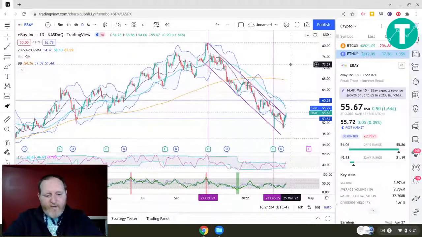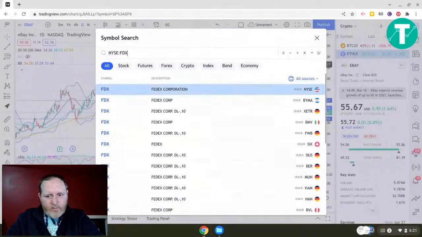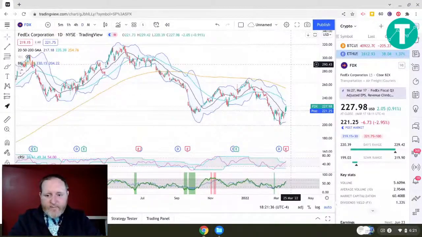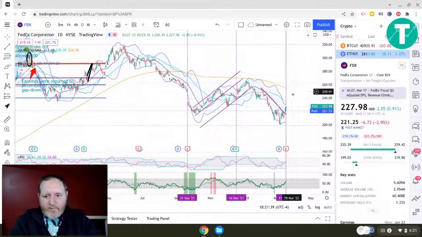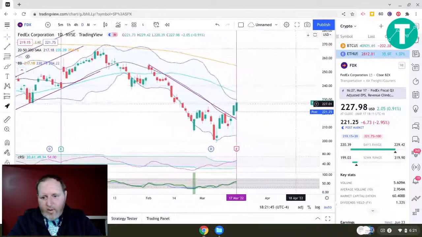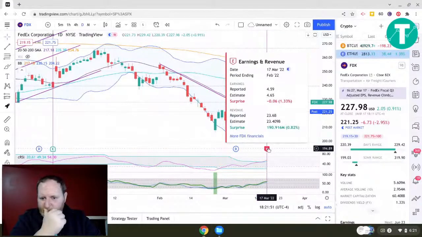FedEx had its earnings today, and just like I predicted, cost caught up with it. Labor cost, transportation cost, they were rough. The stock's down 2.9% in after hours. They had a miss on EPS, $4.59 a share, missing by 6 cents, 1.3%.